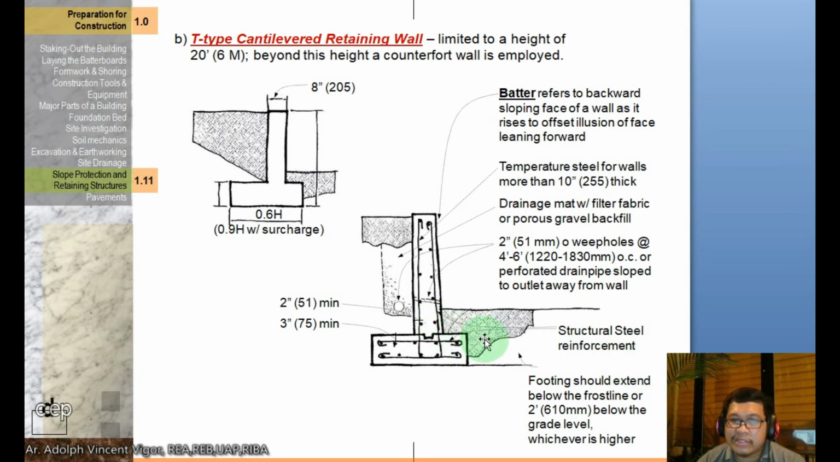This is structural steel reinforcement. There's the footing, which is to extend below the frost line or below the grade level, whichever is higher. Here in the Philippines, we don't have a frost line because our weather patterns are quite simple. But we do have a relatively high amount of rainfall each year due to the typhoons.